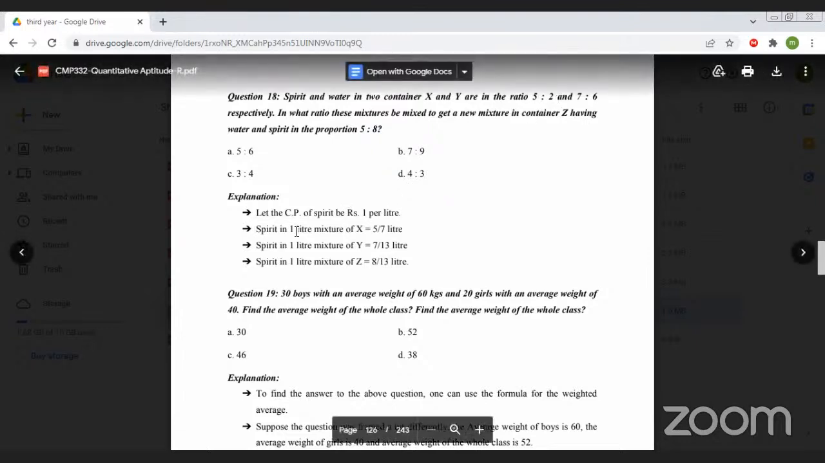Obviously, the spirit in 1 liter mixture of X is 5 upon 7. Spirit in 1 liter mixture of Y is 2 upon 7, that is 30. Spirit in 1 liter mixture of Z is 8 upon 30.